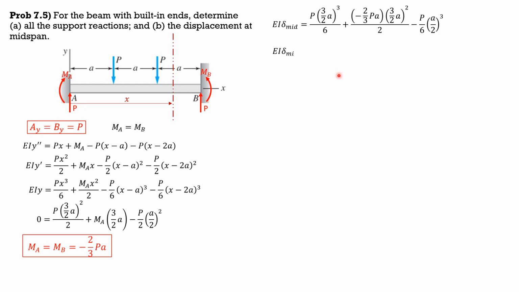Simplifying, EI delta at mid-span equals 9 over 16 PA cube minus 3/4 PA cube minus PA cube over 48. So using your calculator there, deflection at mid-span is equal to negative 5 PA cube over 24 EI. So negative means downward displacement.